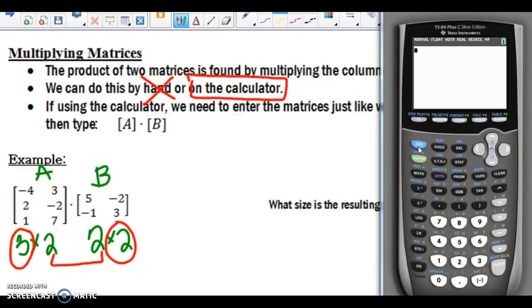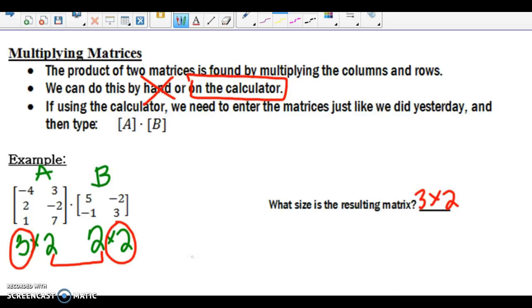So now to do the actual math, you're going to hit second matrix, and you're just going to hit number 1, which grabs A, and you're going to do times second matrix, and then number 2, which hits the B button. So this is all on your home screen. If you hit enter, the calculator will do the math for you, and then you just need to write down what the answer was.